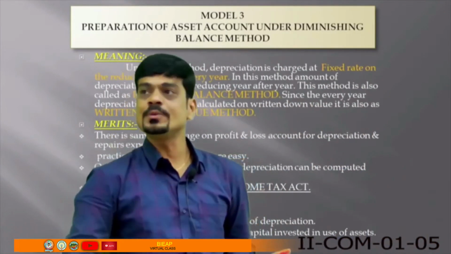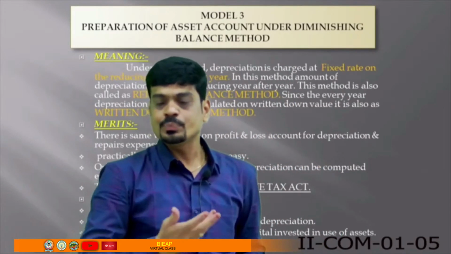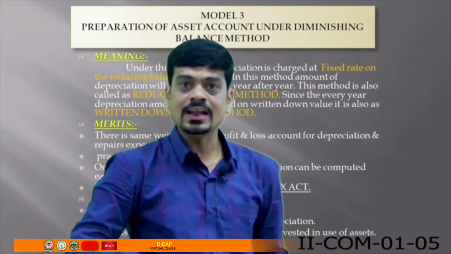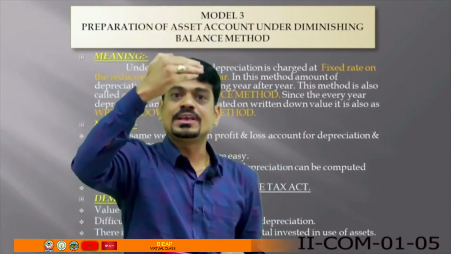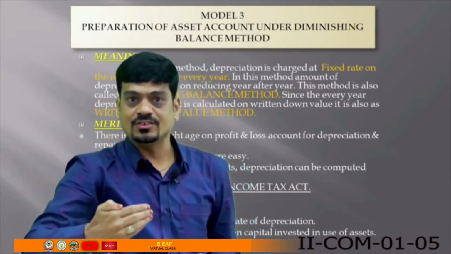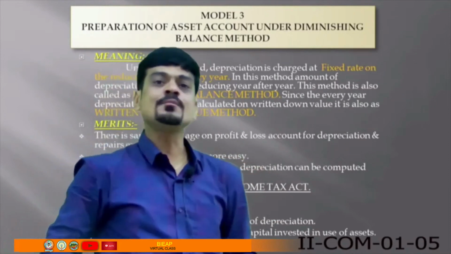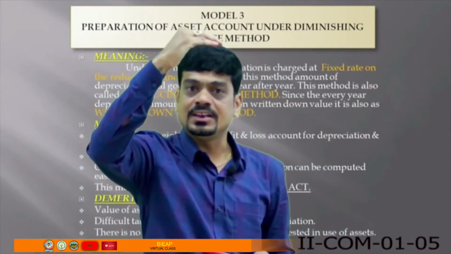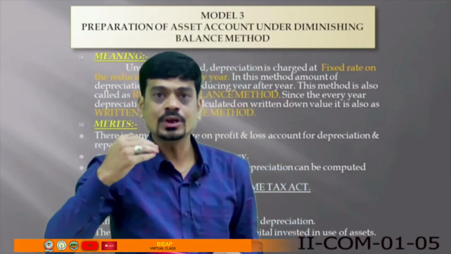In first year economics we have studied the law of diminishing marginal utility. What we studied is that as we consume more and more, the additional units will give you lesser satisfaction. In a similar manner, as we use the asset, the value of the asset is decreasing. So accordingly, even the amount of depreciation should decrease.